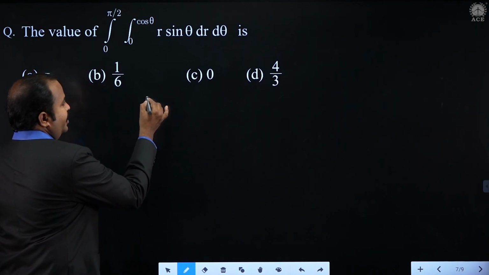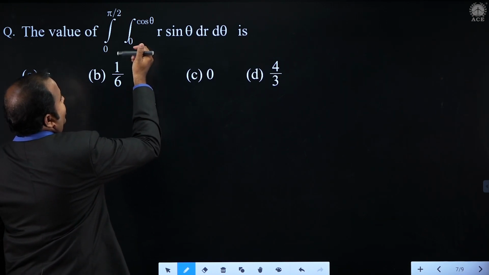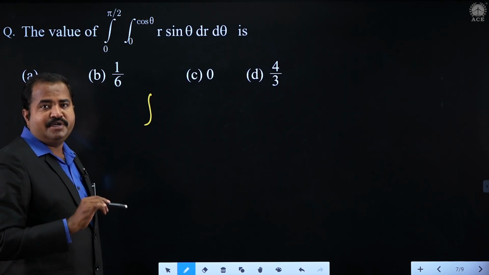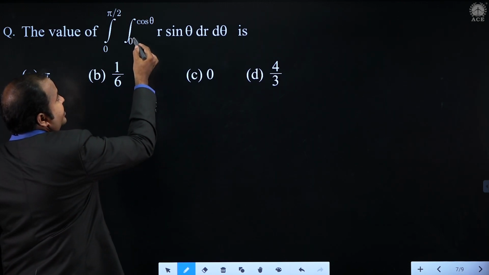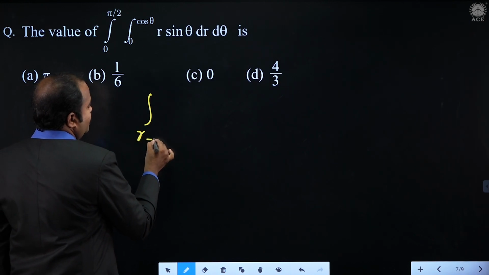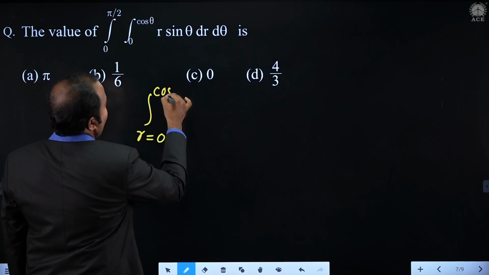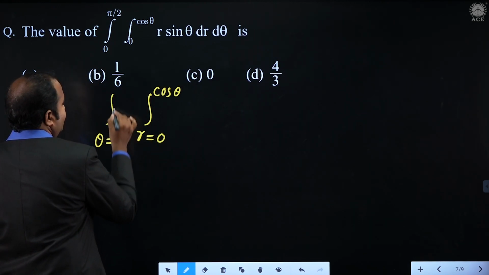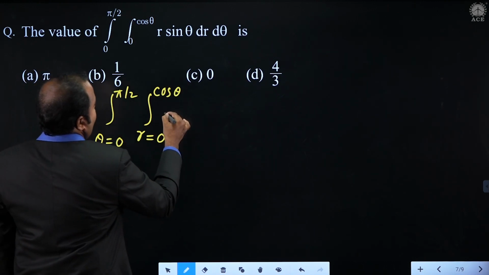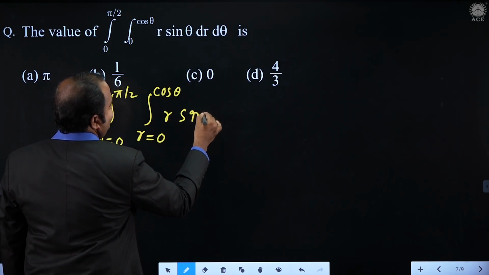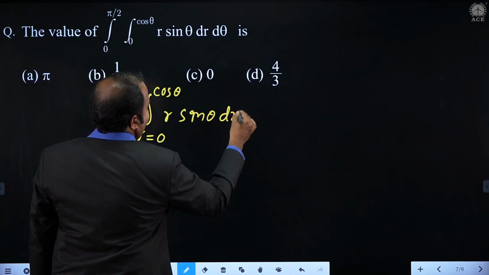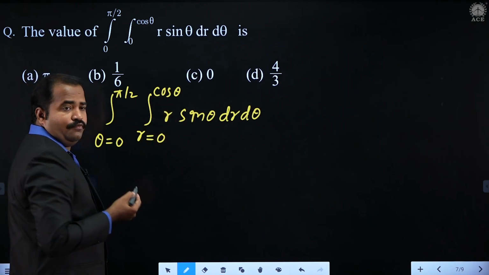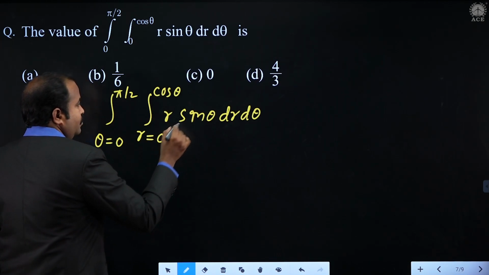The given integral can be written as, here observe the limits: 0 to cos of theta, 0 to pi by 2. We know that r limits are in terms of theta. So, this integral is with respect to r only. So, r equal to 0 to cos of theta, and automatically theta equal to 0 to pi by 2. So, r sin theta dr d theta, right. So, r limits are variables.